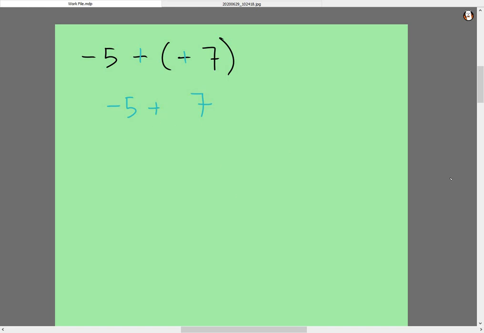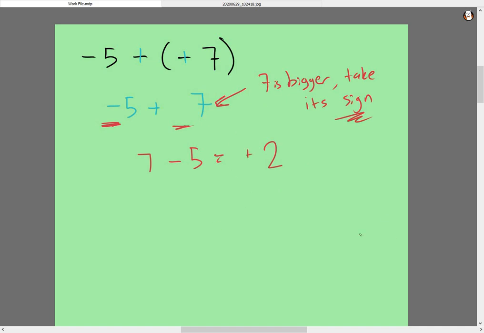So again, addition. This time our signs differ, right? Our signs are different. So that means we got to do subtraction, right? And then we got to take the bigger sign. And because 7 is bigger, our answer is going to take its sign. And 7's positive, so this must be positive. So -5 minus -7 equals +2.